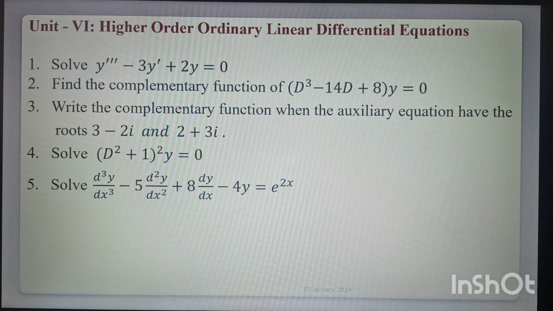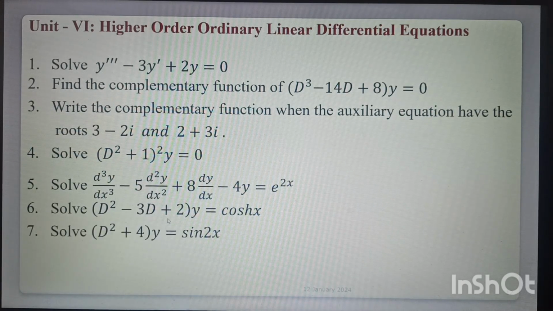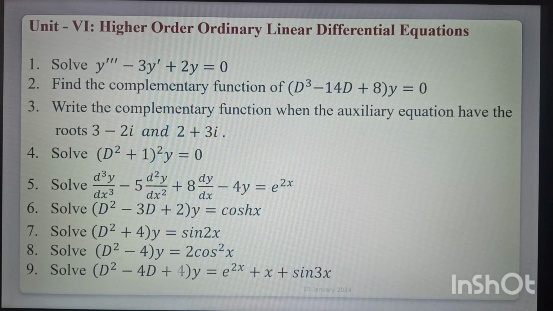Next one, solve d cube y by dx cube minus 5 d square y by dx square plus 8 dy by dx minus 4y is equal to e power 2x. Next one, solve (D square minus 3D plus 2) y is equal to cosh x. Next one, solve (D square plus 4) y is equal to sin 2x. Next one, (D square minus 4) y is equal to 2 cos square x.